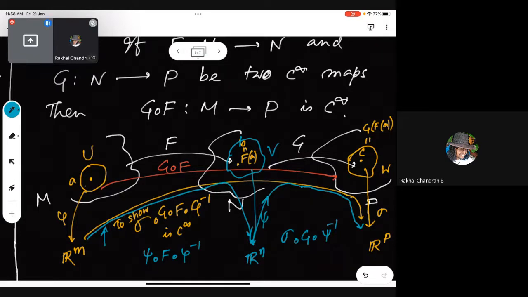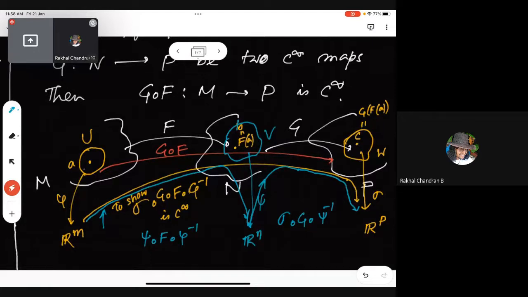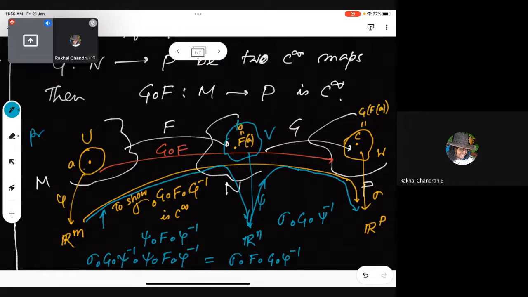Now what is this? This is a composition. So what happens if you compose it? Sigma compose G compose psi inverse compose psi compose F compose phi inverse. This is nothing but sigma compose G compose F compose phi inverse. Hence the composition of two smooth maps is smooth. Hence this is smooth. So this is the proof.